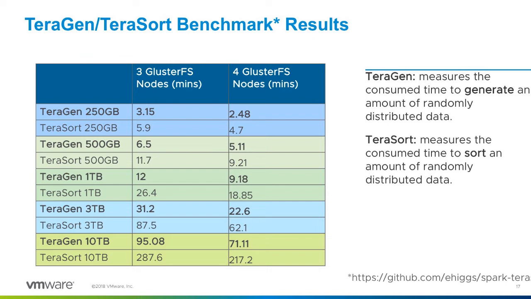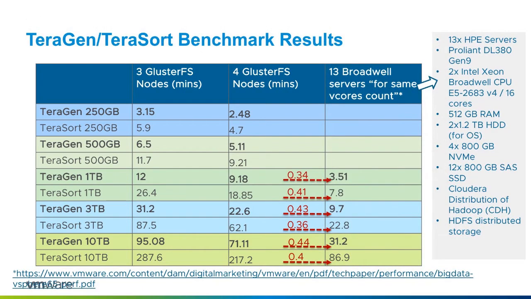As you can see, for 4 Gluster file system nodes, it is less than the 3 with almost 0.75 ratio, which is the ratio of the number of nodes. And in order to know how good these results are, we have compared these results with other white papers by VMware and by CNEA organization to see what is the performance comparison.